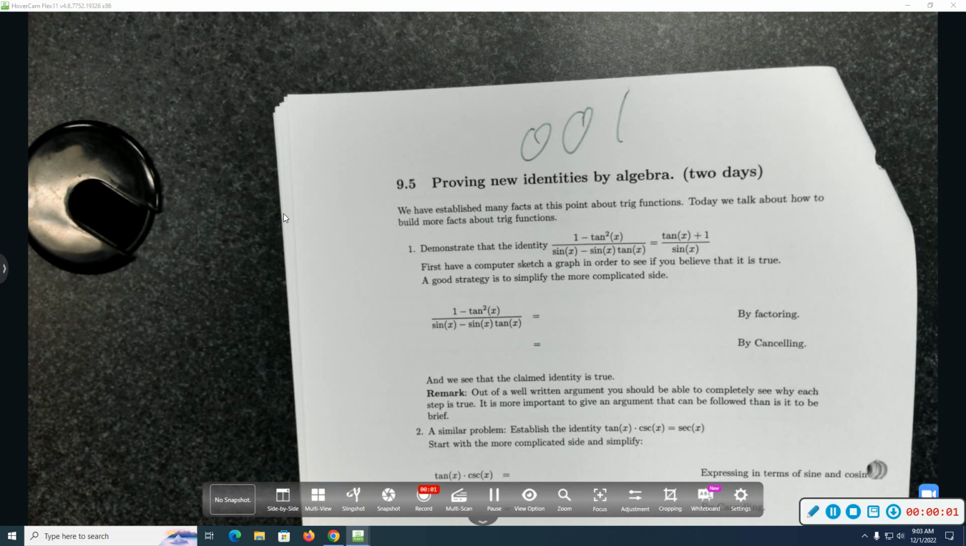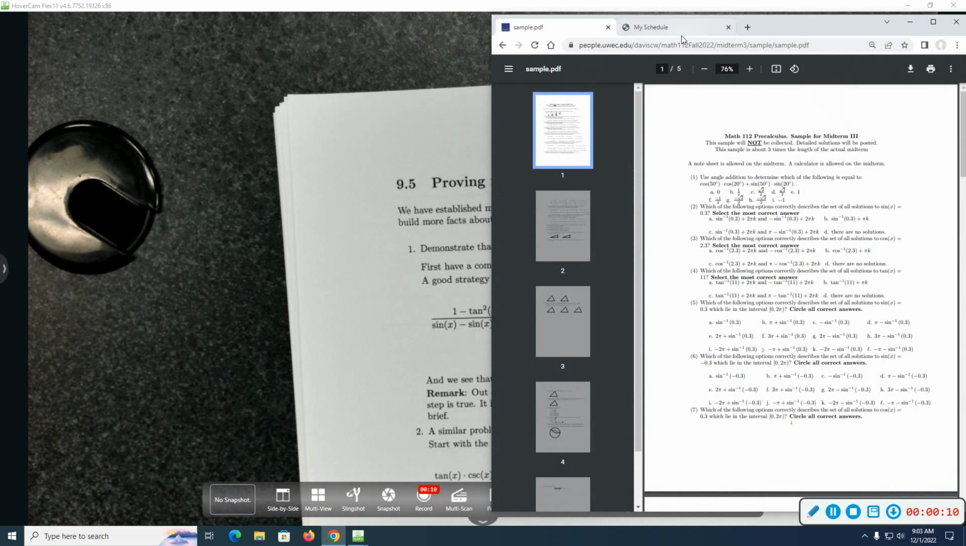Before you even think about how to prove if an identity is true, try to convince yourself that it's false. And here's one way to do that: by just graphing the thing.